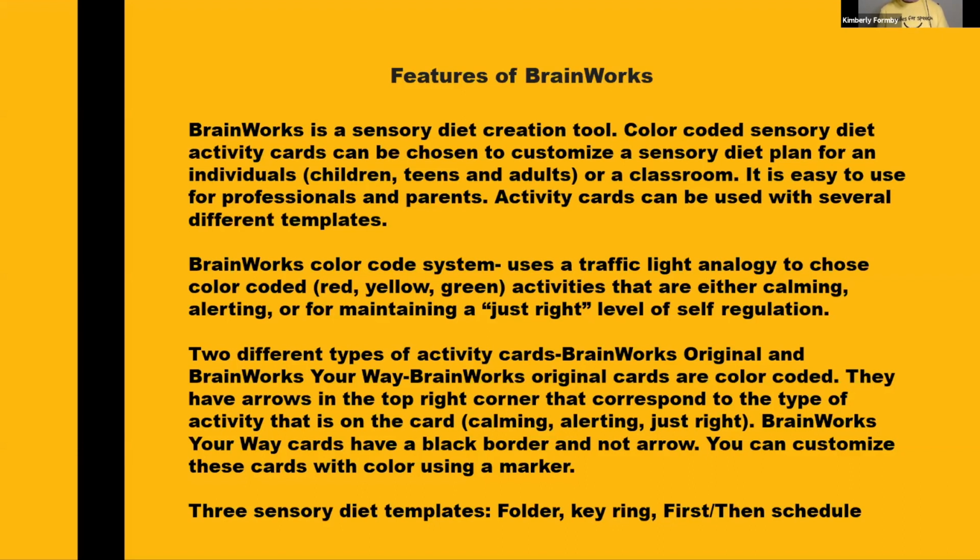But you can also use the BrainWorks Your Way cards. These just have a black border around them, and you can customize these cards using a color that you can assign to whatever color, whether or not it's a calming, alerting, or just right activity. The program has 3 different sensory diet templates: a file folder, a key ring, and a first then schedule.